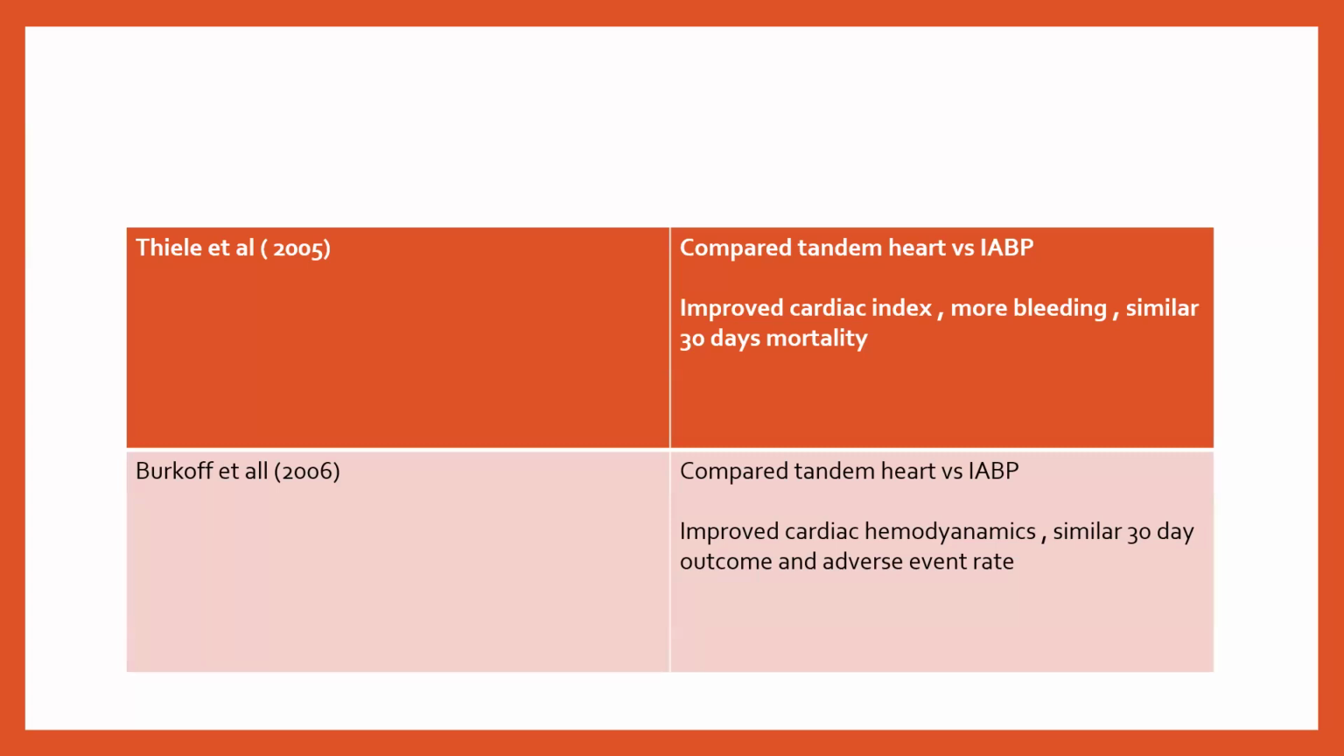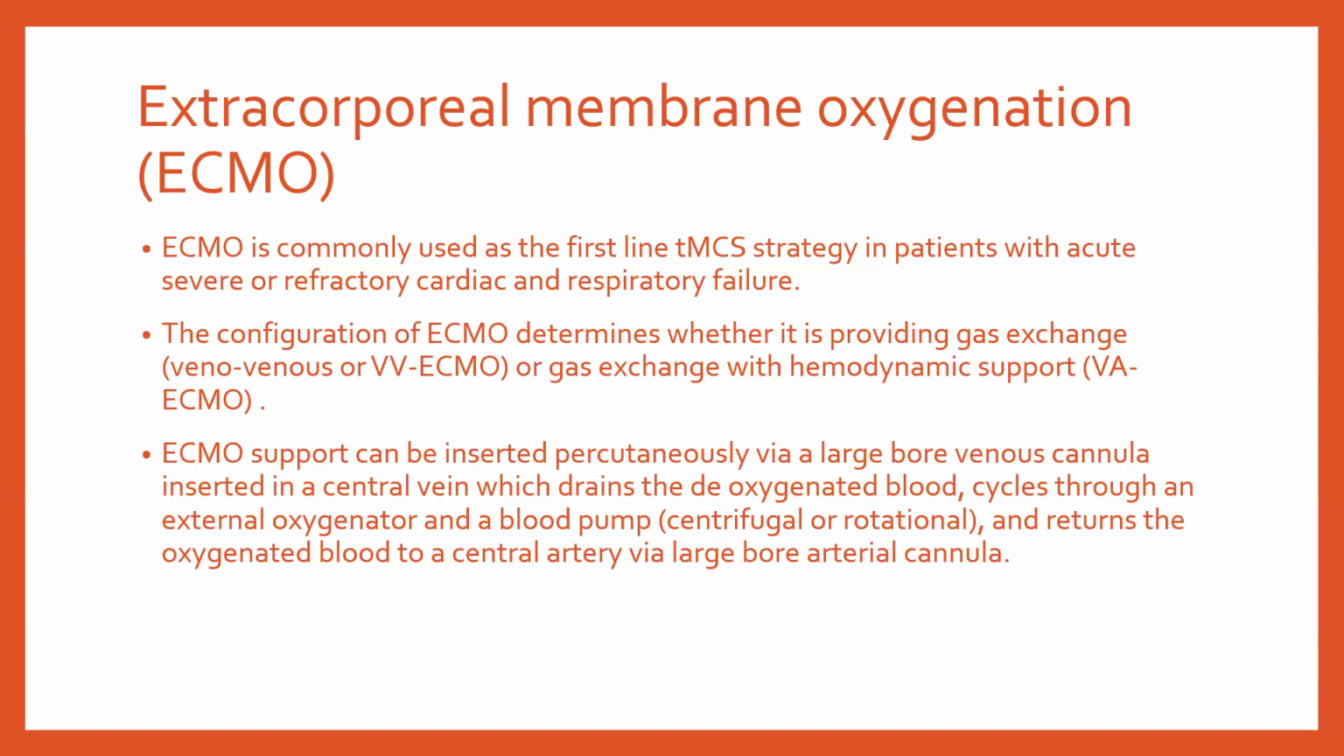So let's have a look at the trials. Thiele et al. published a trial in 2005 which compared TandemHeart versus IABP. It showed improved cardiac index but more bleeding and similar 30-day mortality. Then Burkhoff et al. published a trial in 2006 which compared TandemHeart versus IABP, which showed improved cardiac hemodynamics, similar 30-day outcome, and adverse event rate.